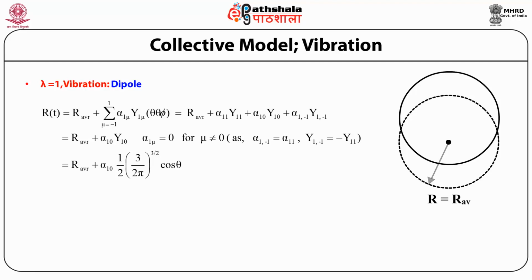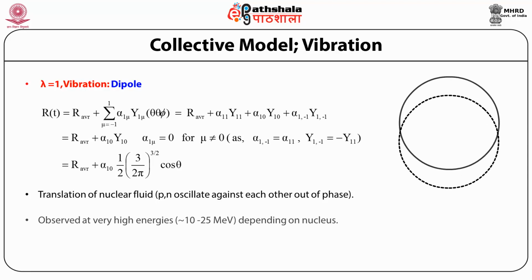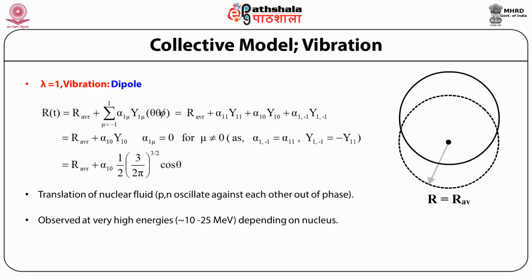So again in this case we find that the nuclear surface is a little bit elongated. The translation of nuclear fluid, that is oscillations of the protons and neutrons against each other and out of phase, gives this kind of mode of vibration. So it's just the translation of nuclear fluid, meaning the protons and neutrons oscillate against each other out of phase. Now this mode is observed at very high energies, around 10 to 25 MeV with respect to the ground state, depending upon the nucleus.